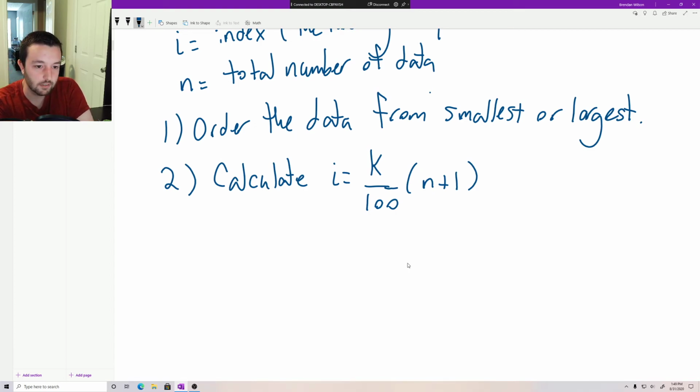So let's think about the 40th percentile. Okay. So let's do an example. There's still 2 more steps, so I'm just kind of going as an aside here. The 40th percentile.